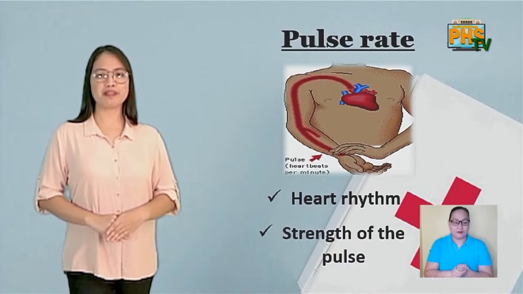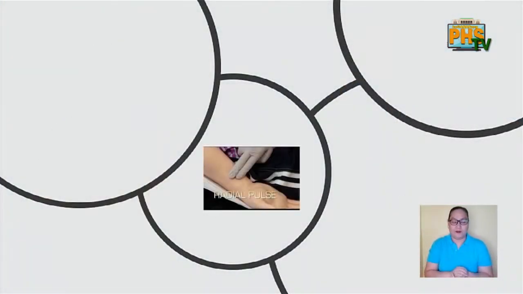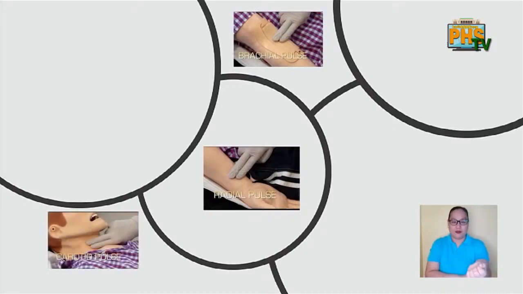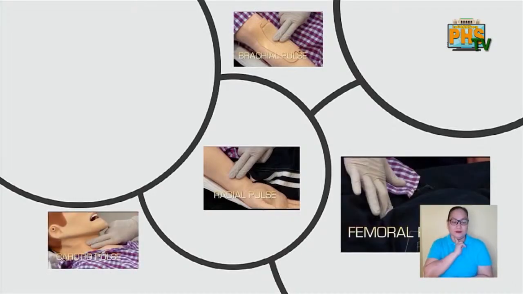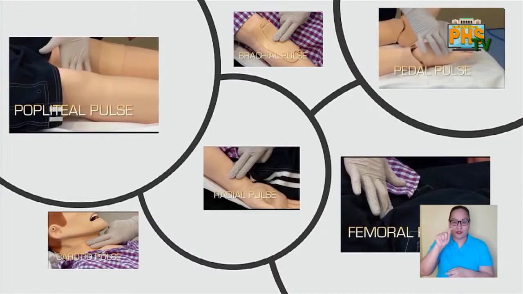The pulse rate may be taken in different points in a body, like radial, brachial, carotid, femoral, popliteal, pedal.